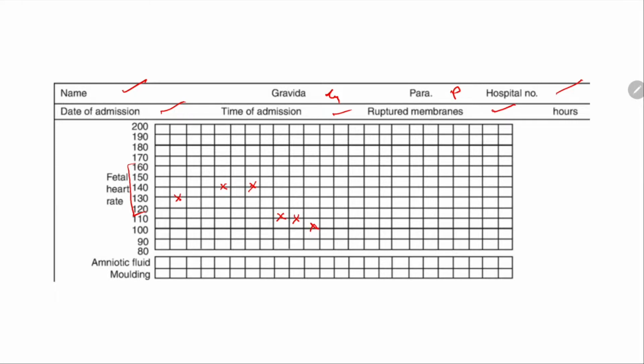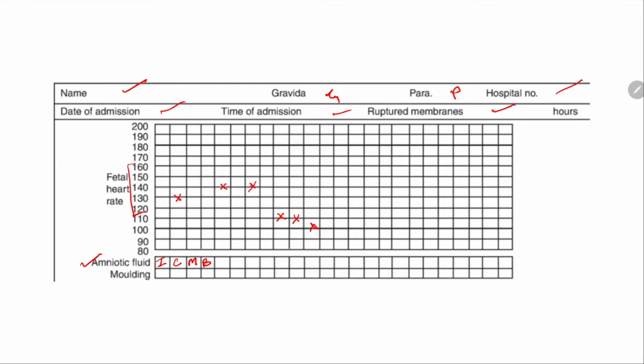The next thing I want to look at is amniotic fluid. If the membranes are still intact, it is written as I. If the membranes are ruptured and the fluid is clear, it is denoted by the letter C. If it is meconium stained, it is M. If it is blood stained, it is B. So that is what you chart in this amniotic fluid section.